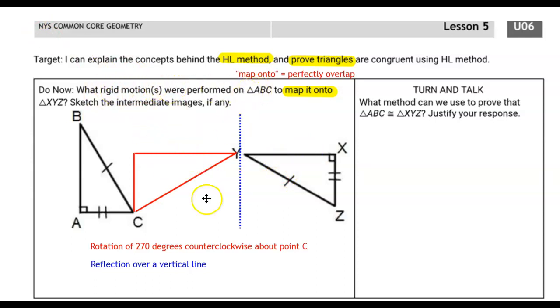What rigid motions were performed? We know that a rotation and a reflection was performed. You could, of course, have done it in a different order. You might have reflected it first and then rotated it. But we do know that there has to be a reflection somewhere along the line, and here's why.